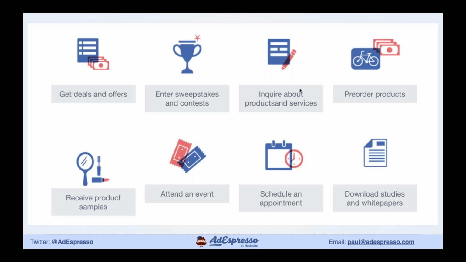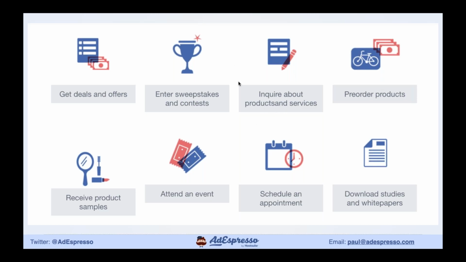This graphic here is actually from Facebook themselves. It's part of their Facebook Blueprint course. And there's 8 ideas there for lead magnets. Giving people deals and offers, we'll look at one of those examples in a second. Competitions, I'm a big fan of this. Give away some of your product. Again, we'll look at some examples there.